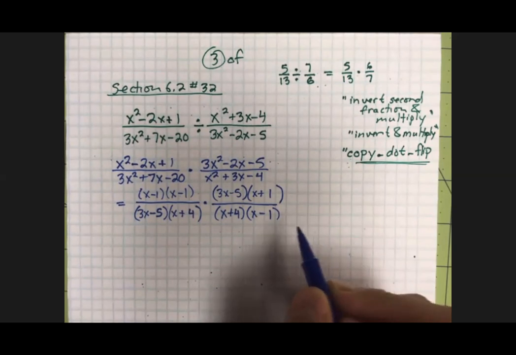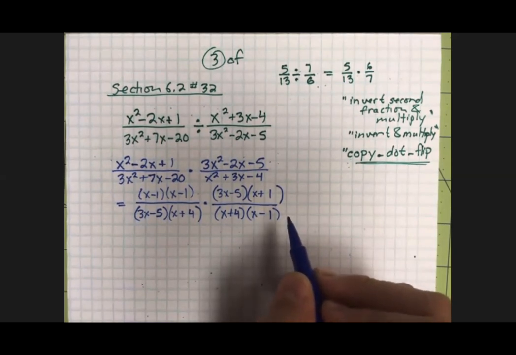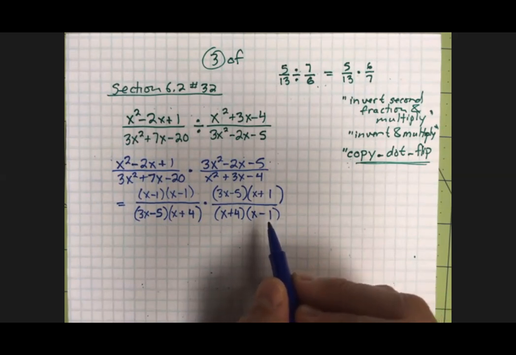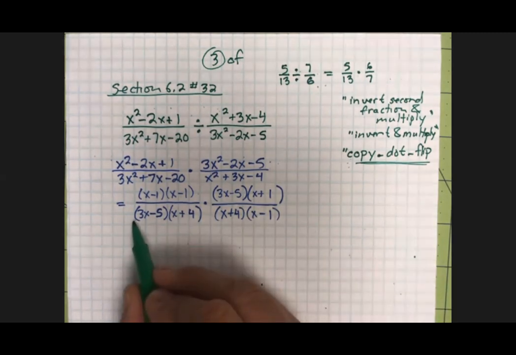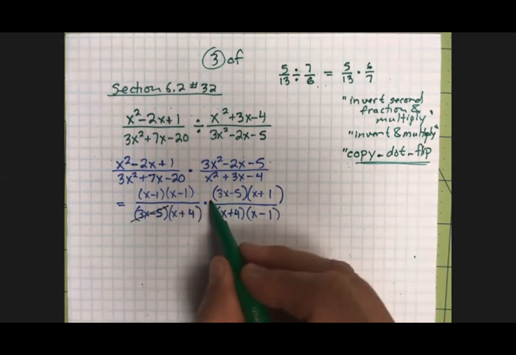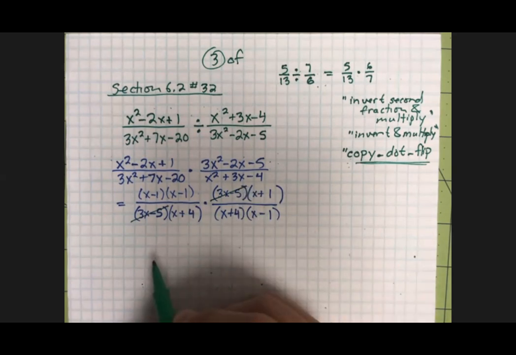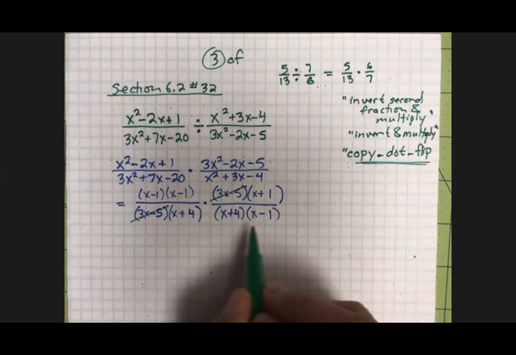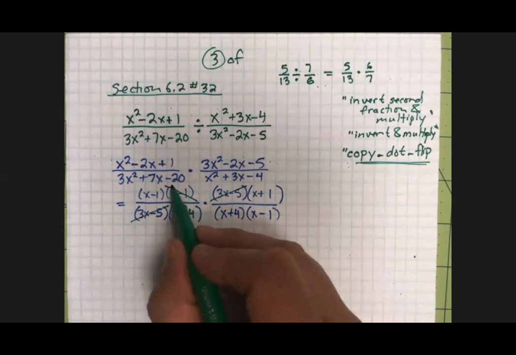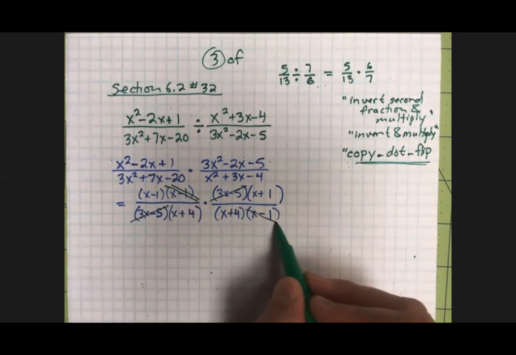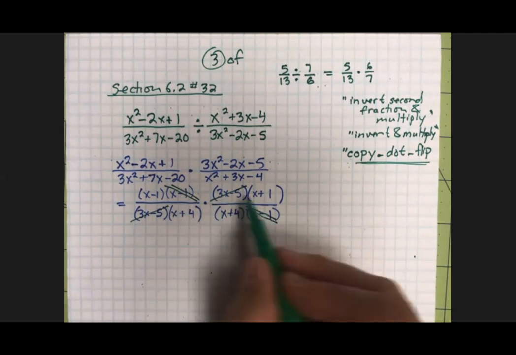Now, this is like good news, bad news. I don't know, but factor everything, cancel what matches. So I got 3x minus 5. Okay, I get to cancel that. I got an x minus 1 top and bottom. Sometimes I cancel them with 2 lines, so I remember which one I canceled, or tilt the line the other way.